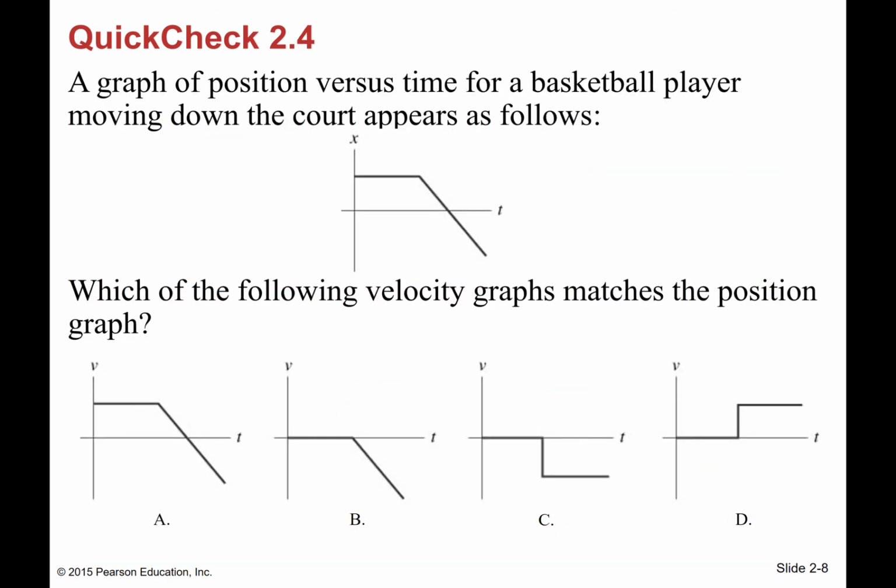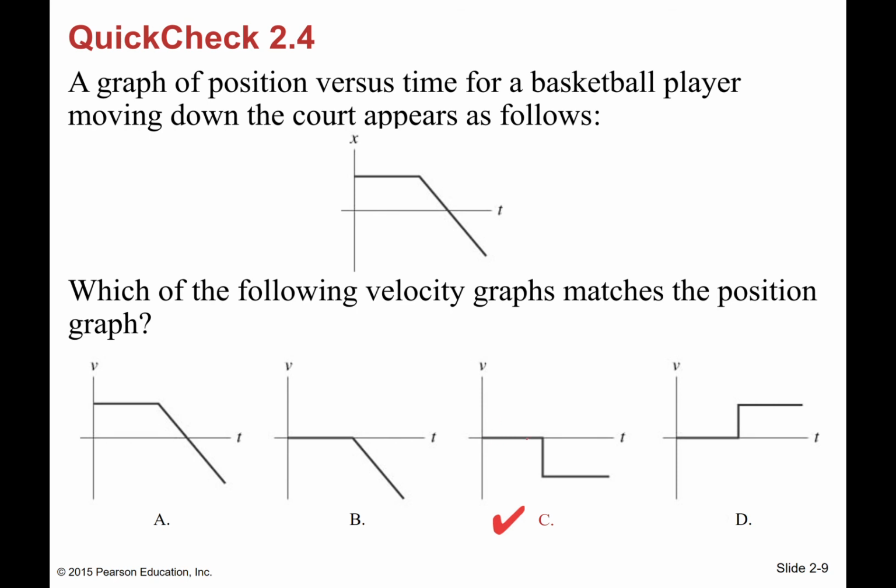So let's look at another graph. This is a position versus time graph for a basketball player moving down on a court. Initially he is here, and then as time passes, this is the position, and then after that he's going to move, and the position changes. So what is the right velocity versus time graph? Think about it for a minute, and then we'll come to the answer.